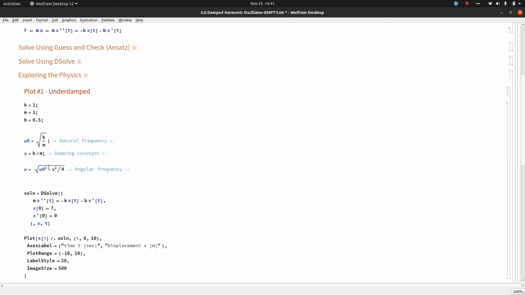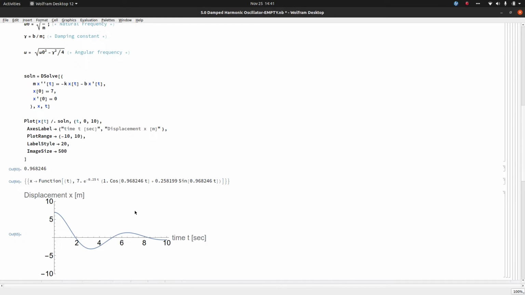So what happens if omega naught squared is bigger than gamma squared over 4? Well, if that's the case, so this is the case where gamma is pretty small, which in this case I've chosen a gamma that's pretty small, then this omega, my angular frequency, will be a real number. It'll spit out a frequency as you would have in a sine and cosine function, which means it'll oscillate up and down. And that's exactly what you see.